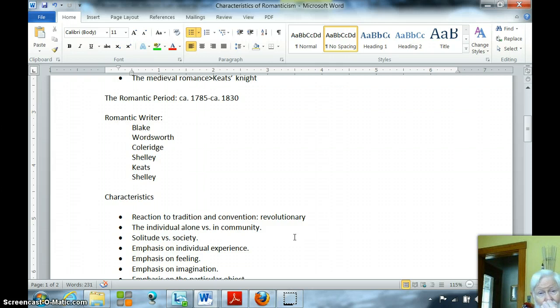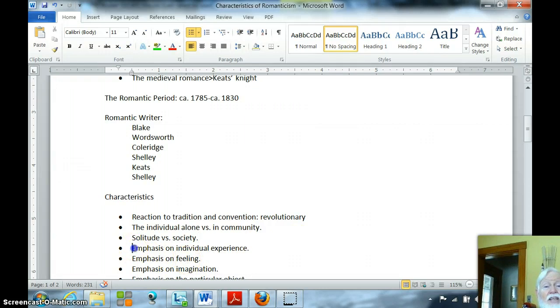He is looking at the farms, the cottages and so on around him. He's looking at the trees and the meadows and the hills. He is alone. He is in the state of solitude. Example of the individual alone.